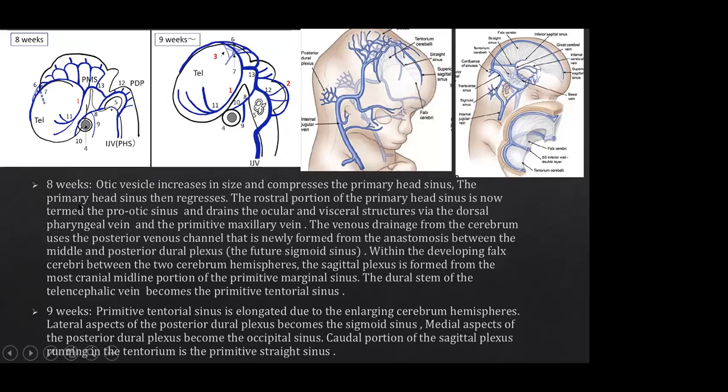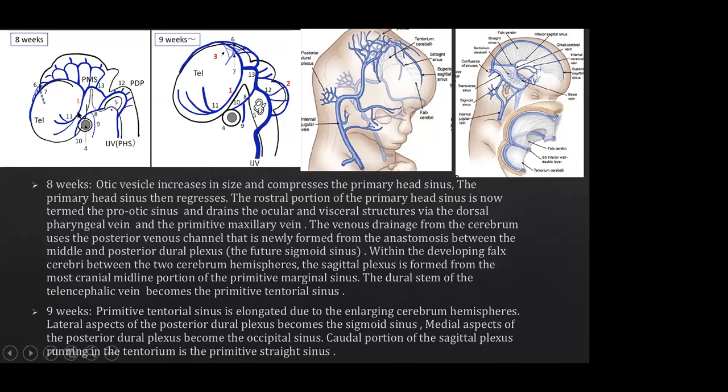So if you were to just move on, you can see the developing telencephalon, the primitive marginal sinus is eventually going to drain at the posterior aspect into the developing superior sagittal sinus, which is formed by the primitive marginal sinus, but also by the fusion of the dorsal venous plexuses.